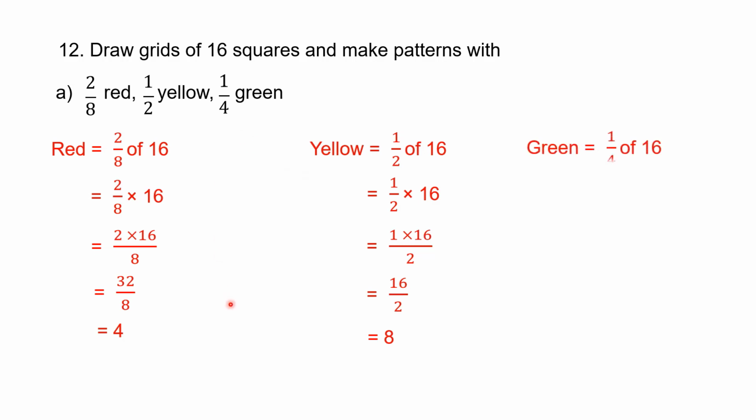Now number of green squares. 1 by 4 of 16. That is 1 by 4 multiplied by 16. Now multiply the numerators. 1 into 16 divided by 4. 1 into 16 is 16 divided by 4. We know that 4 4s are 16, so it equals 4. So 4 are green in color. Red 4, yellow 8 and 4 green.